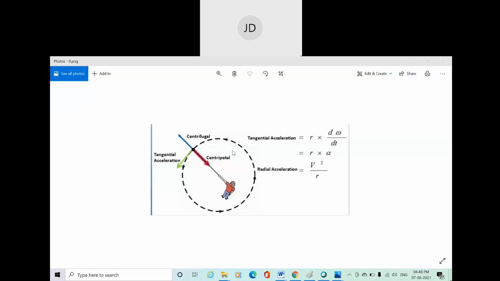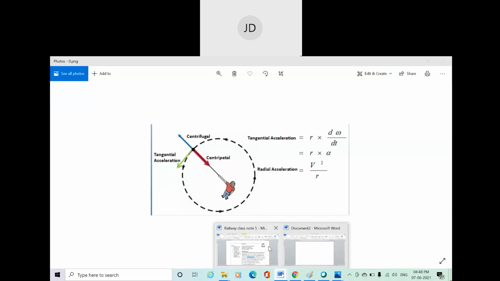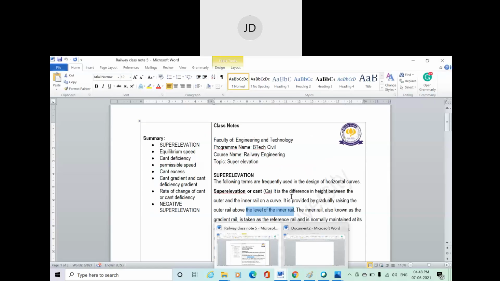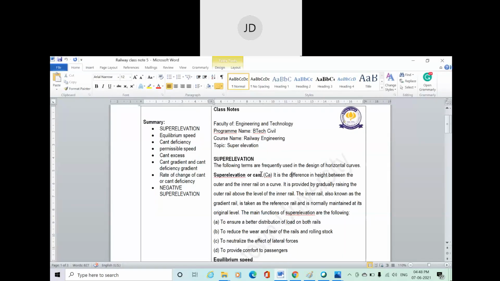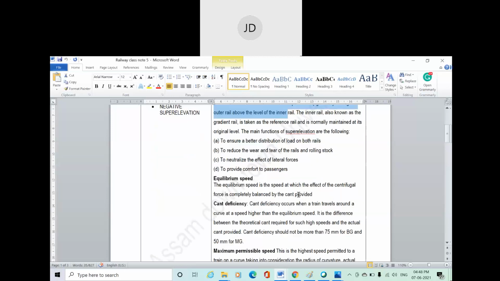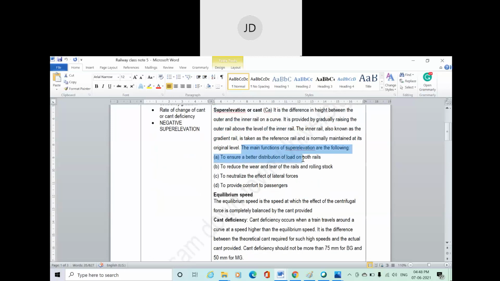The same thing will act in a highway or in a railway also. So this is about super elevation. I think it is clear, right? And the main function of super elevation we have already discussed. Fine.